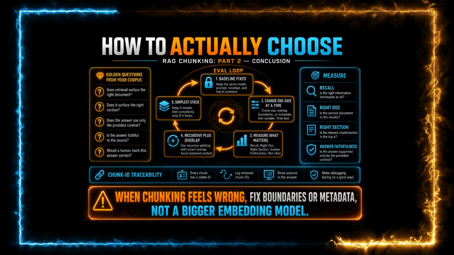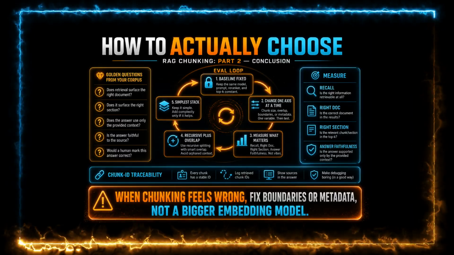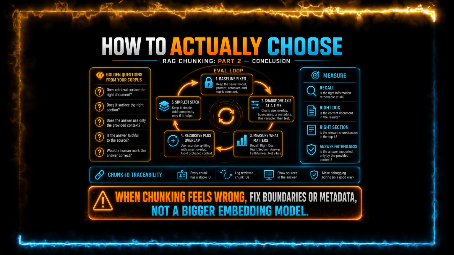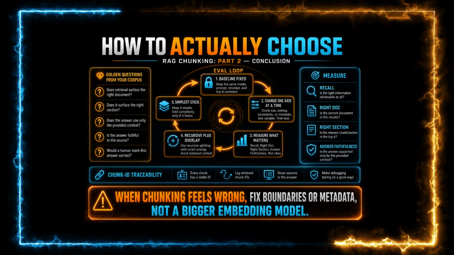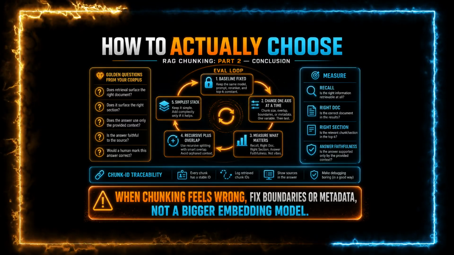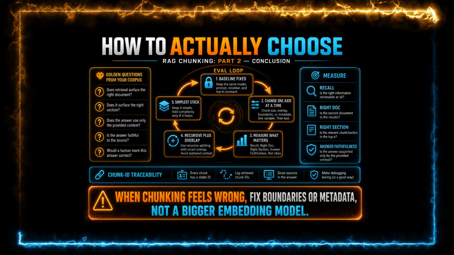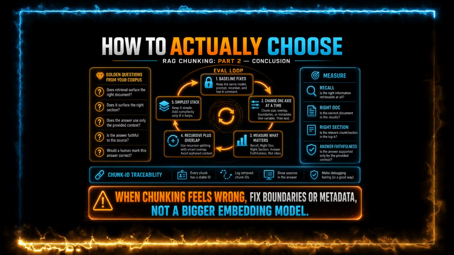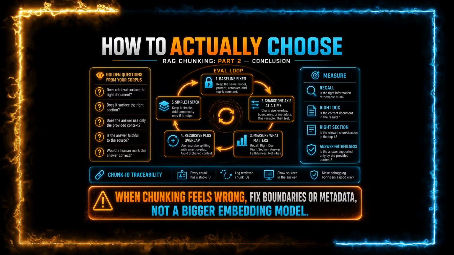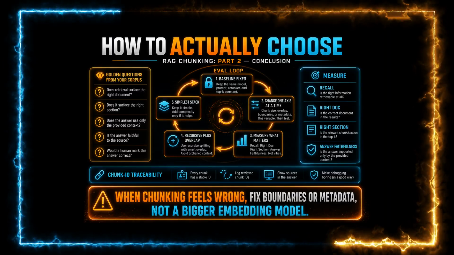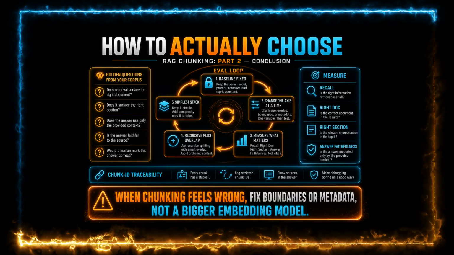Baseline on fixed or recursive plus overlap. Golden questions from your corpus. Measure recall, right doc, right section, answer faithfulness, not vibes. Change one axis at a time. Ship the simplest stack that hits your bar, and keep chunk traceability so you know what failed when it fails. When chunking still feels wrong, the fix is usually boundaries or metadata, not a bigger embedding model.